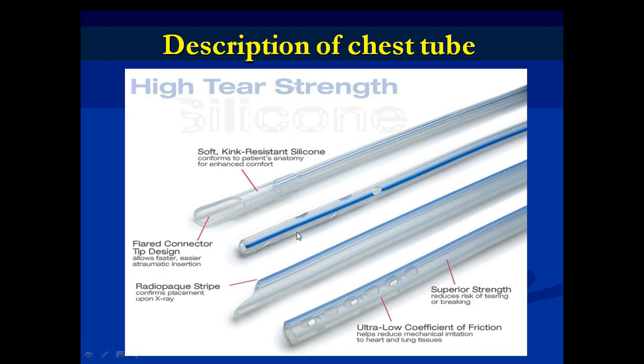For example, if we inserted this one inside the patient, the chest wall should be here, and this part should be outside, and this part inside. So the last side hole should be inside the thoracic cavity, at a good distance from the chest wall. So it will not be outside, because if it's outside the chest wall, it will suck air inside the patient with inspiration, which is not right at all. Okay.